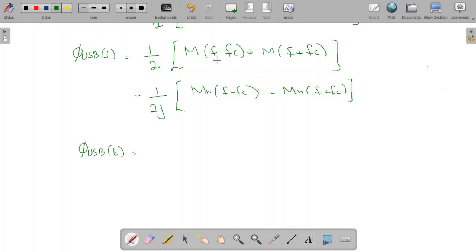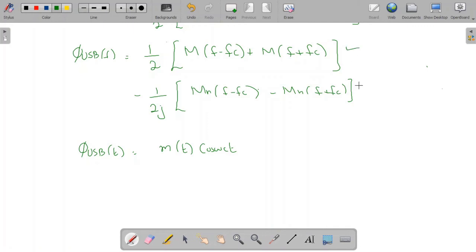We are going to take the inverse Fourier transform and convert it back into the time domain. So this term is my m of t cosine omega ct. And for the second term, this term is done.